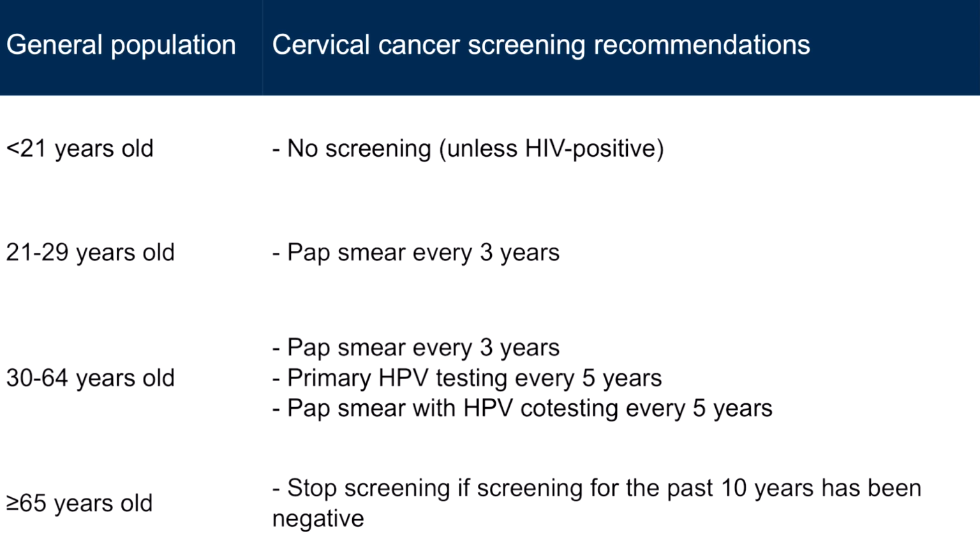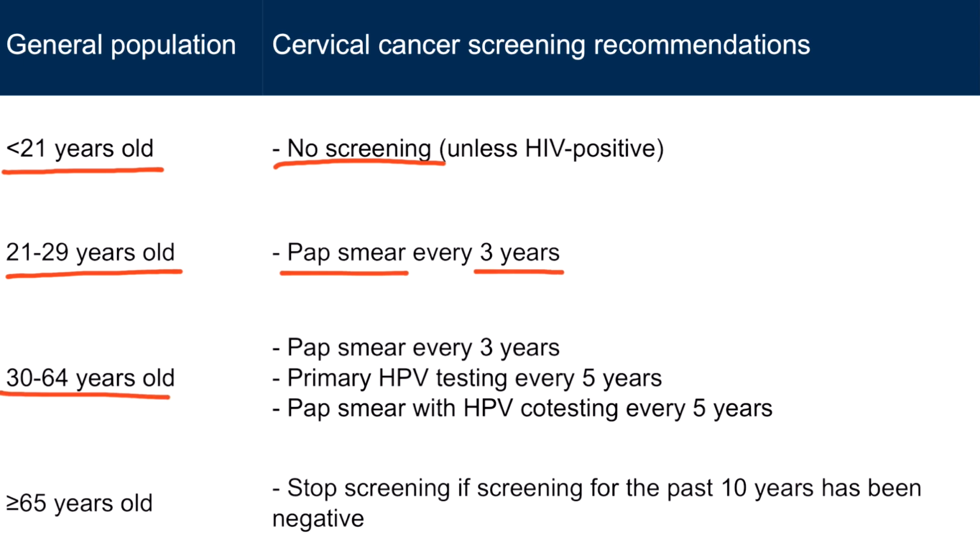Let's utilize this table to cover the key cervical cancer screening recommendations in the general population, assuming the screening results are negative each time. For patients younger than 21 years old, no screening is indicated unless the patient is HIV positive. More on that on the next slide. Patients that are 21 to 29 years old should be offered a screening pap smear every 3 years.